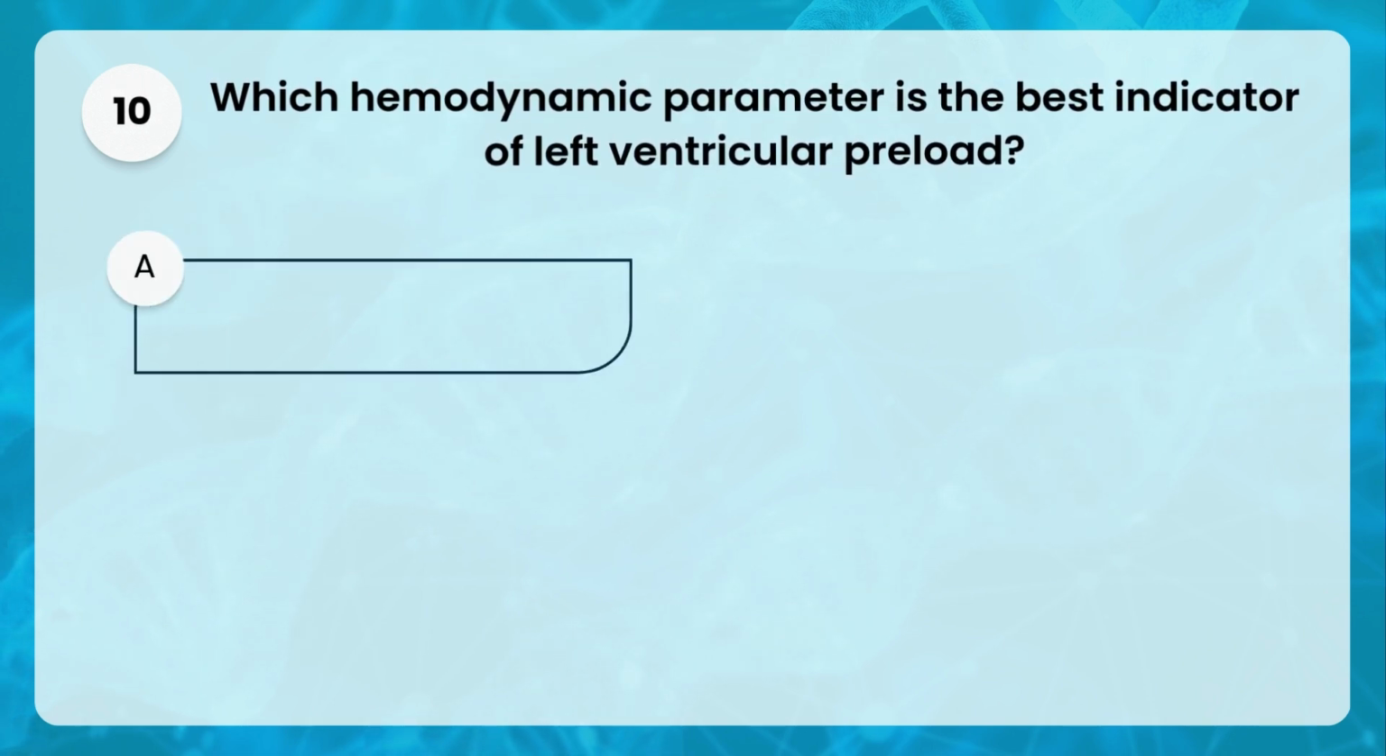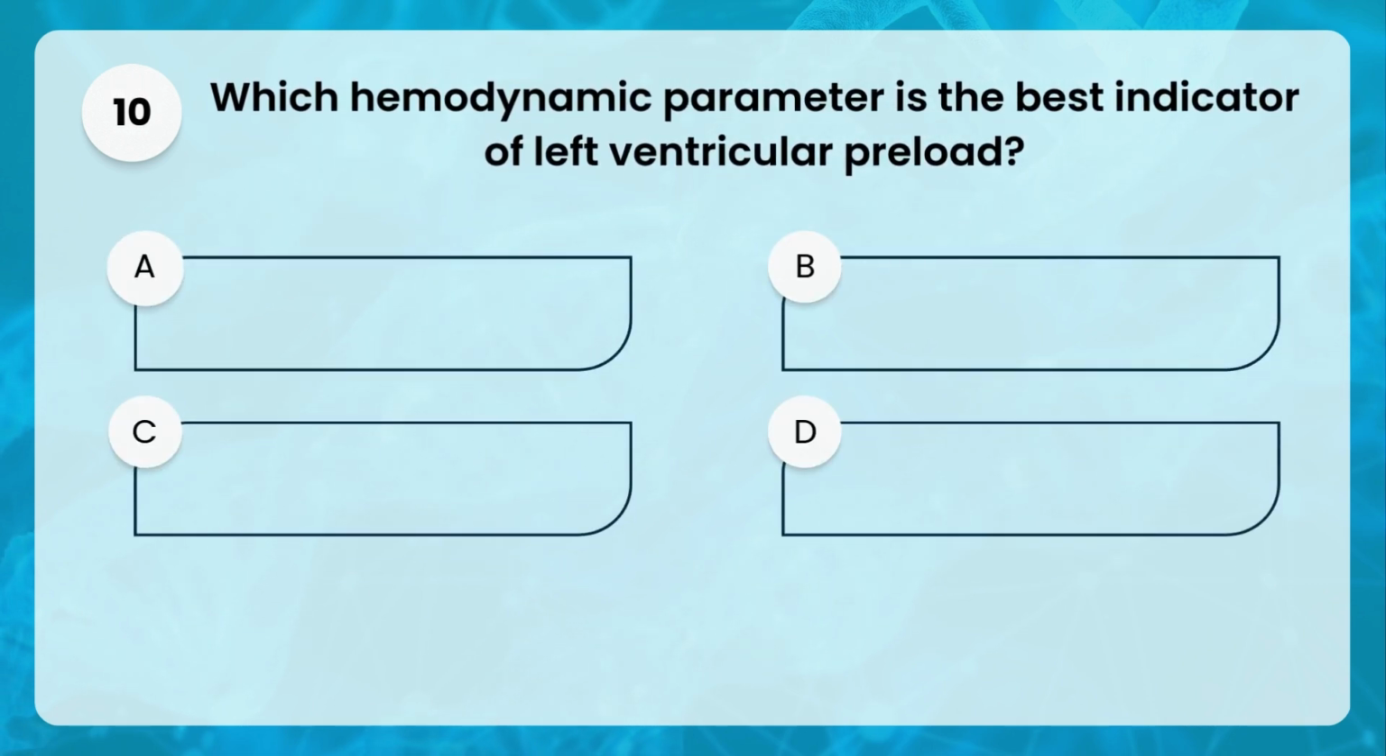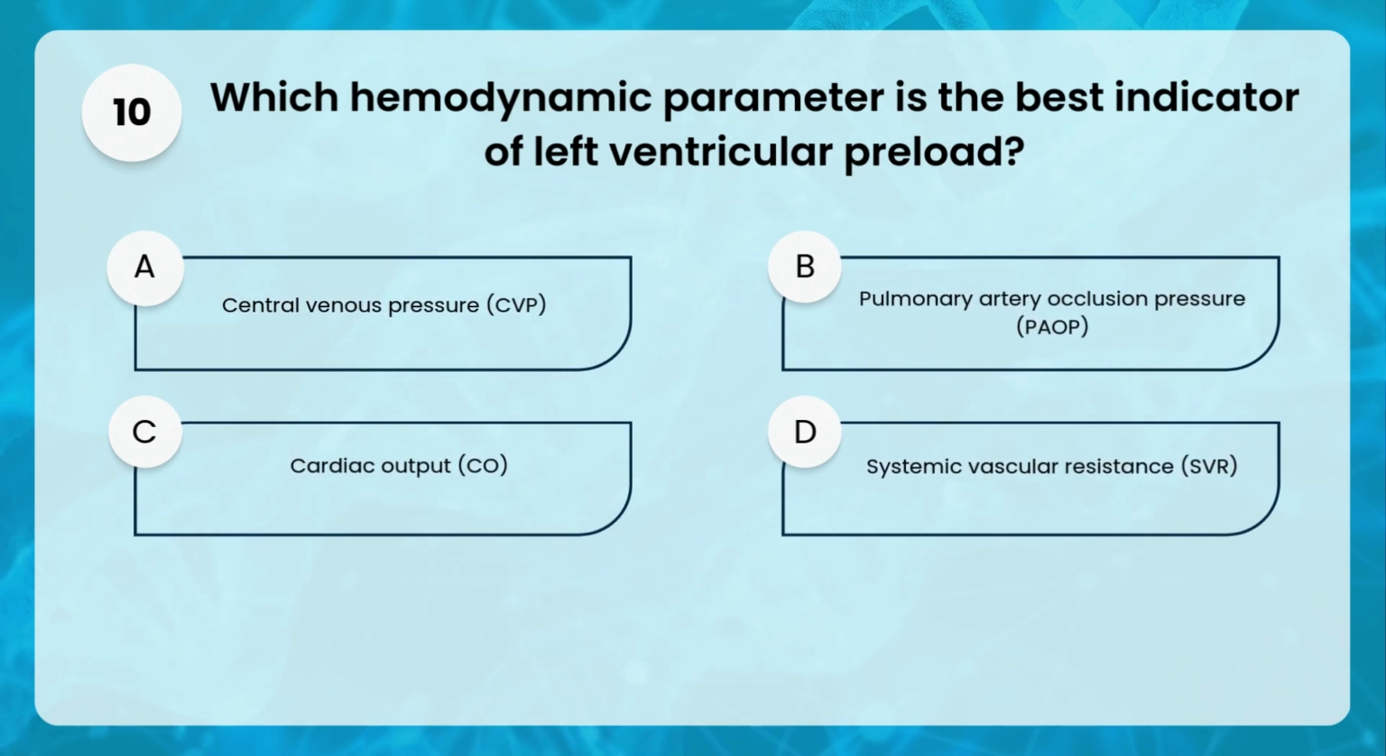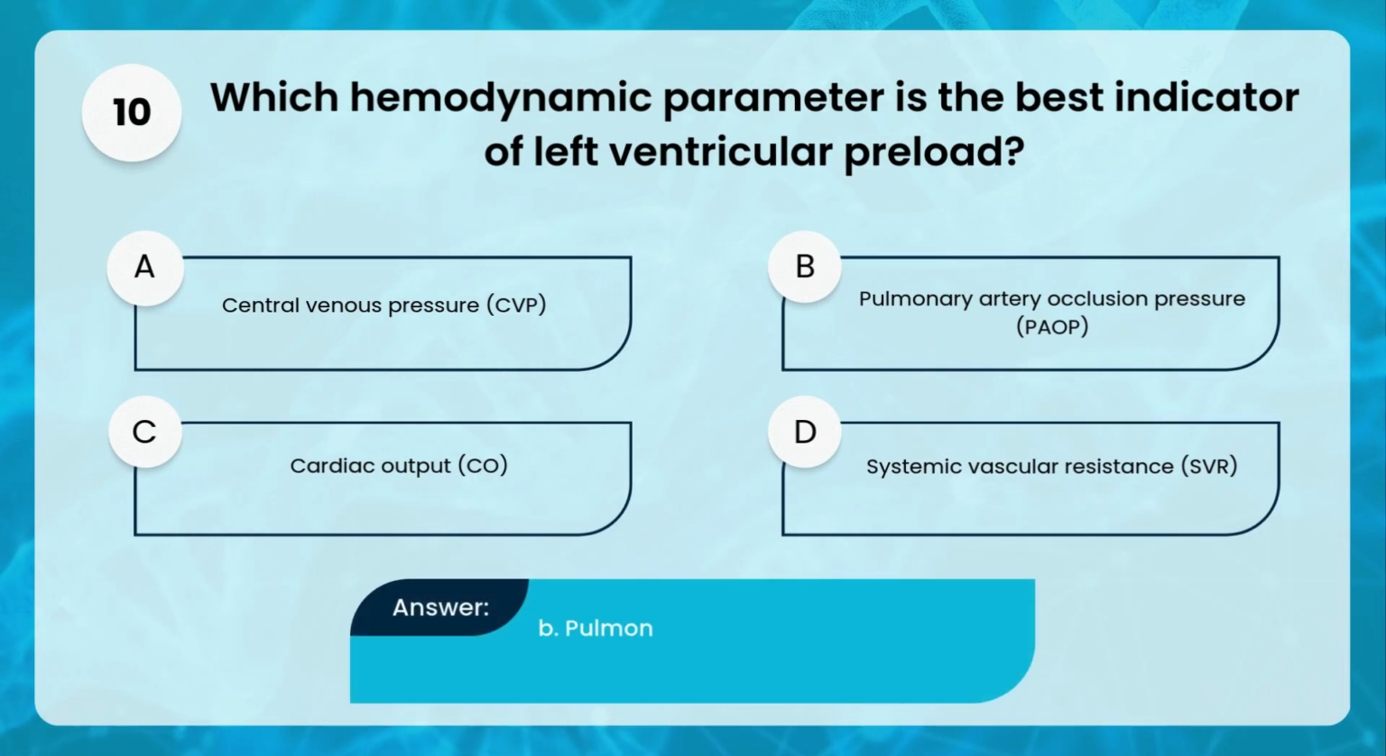Number 10. Which hemodynamic parameter is the best indicator of left ventricular preload? A. Central venous pressure, CVP. B. Pulmonary artery occlusion pressure, PAOP. C. Cardiac output. Or D. Systemic vascular resistance, SVR. The answer is B. Pulmonary artery occlusion pressure, PAOP.